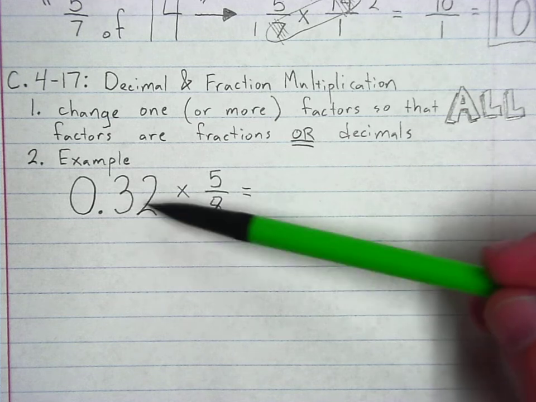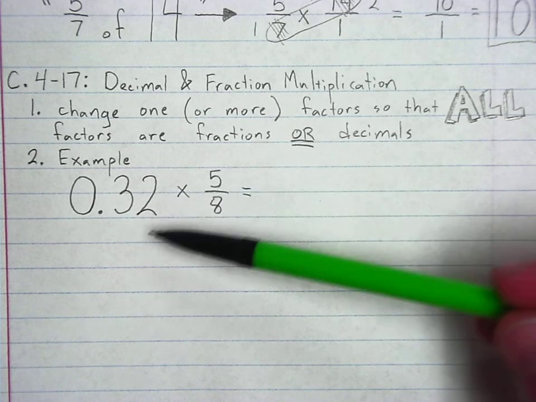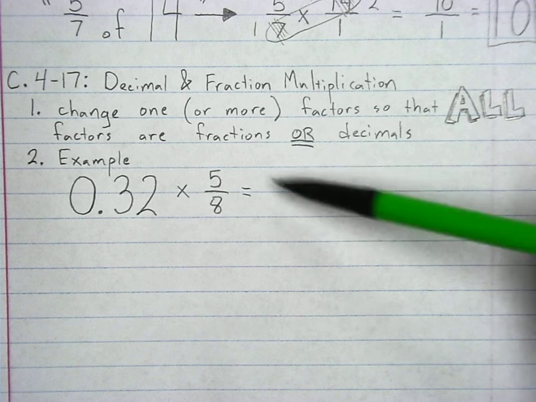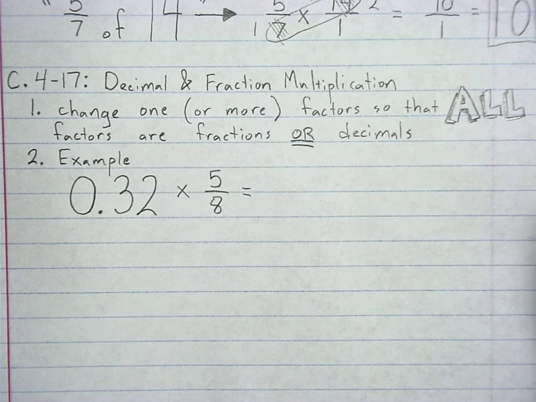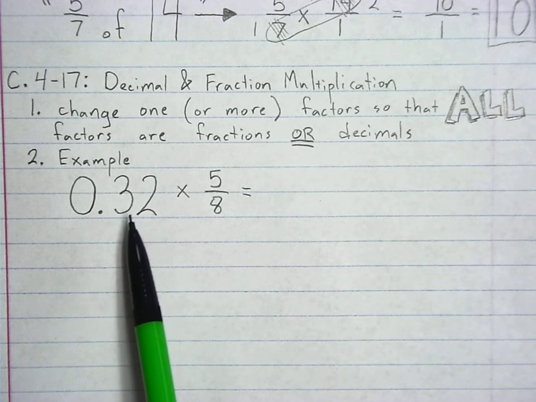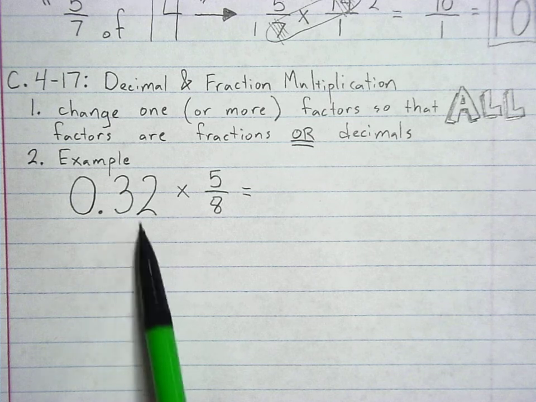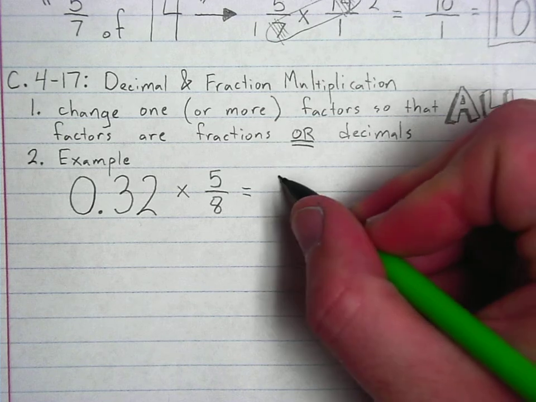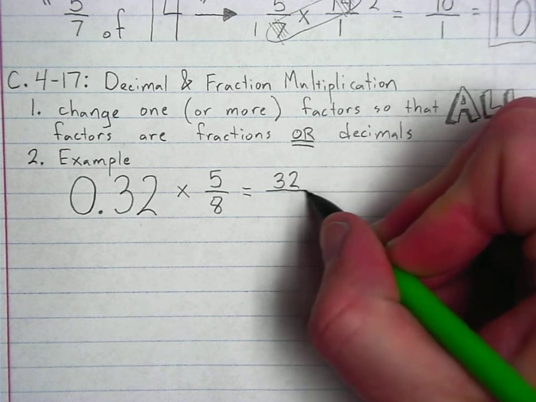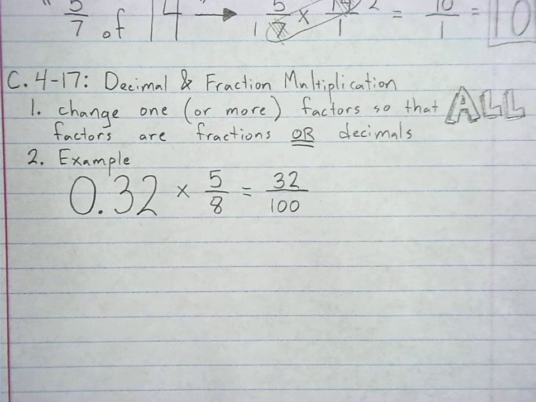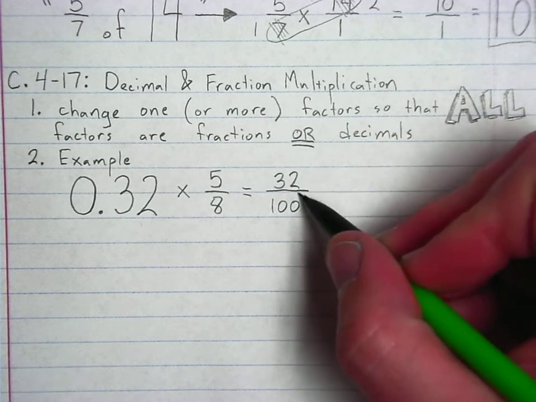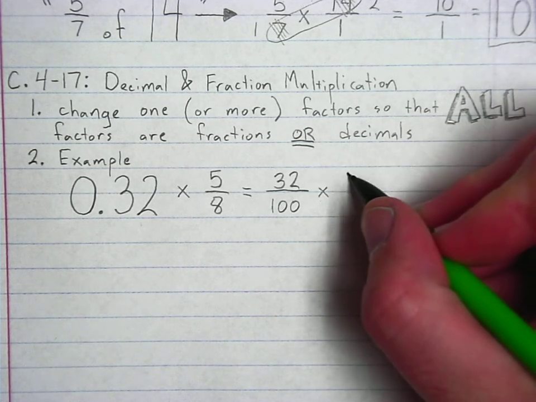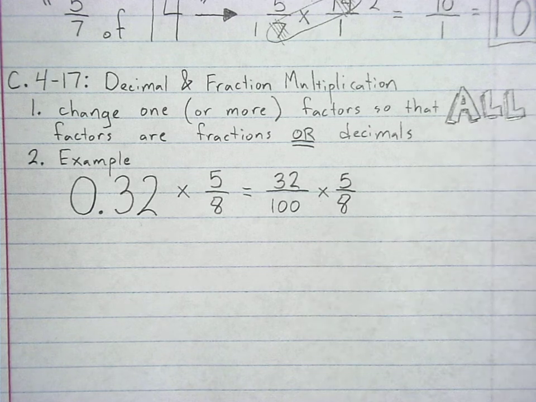Originally I started with the decimal first because looking at these two, I can try to turn 5/8 into a decimal, but I'm going to have to do some long division. It's going to be probably like 3 digits long. I don't really want to mess with that. Turning this into a fraction is actually a lot easier because all you have to do is read it. 32 hundredths. Now I could actually even simplify this, but I won't bother right now. I'm just going to go through with my multiplication.